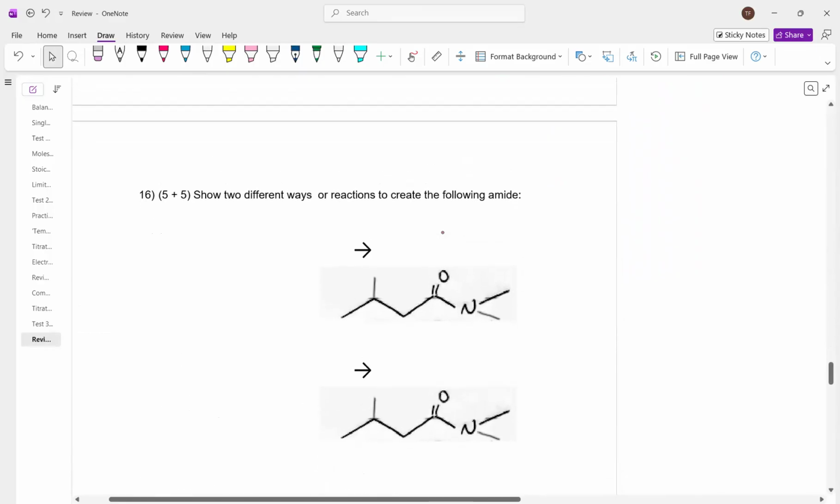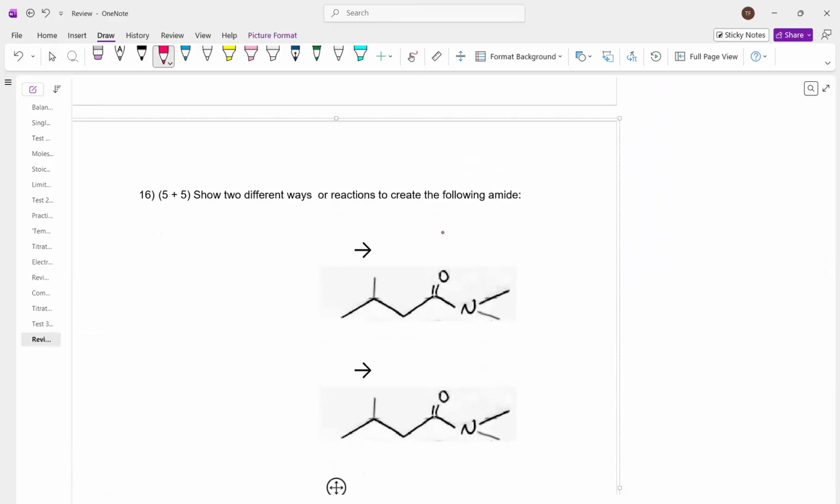So two ways to make this guy. Okay, it's an amide. That means it's going to require some form of an acid and an amine. So the amine is going to be that. And then this here is we're first going to do it with the acid chloride. So it's going to be a 1, 2, 3, 4.